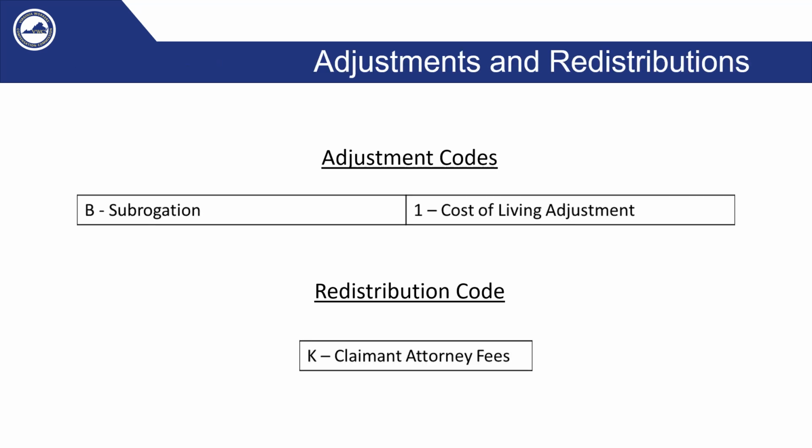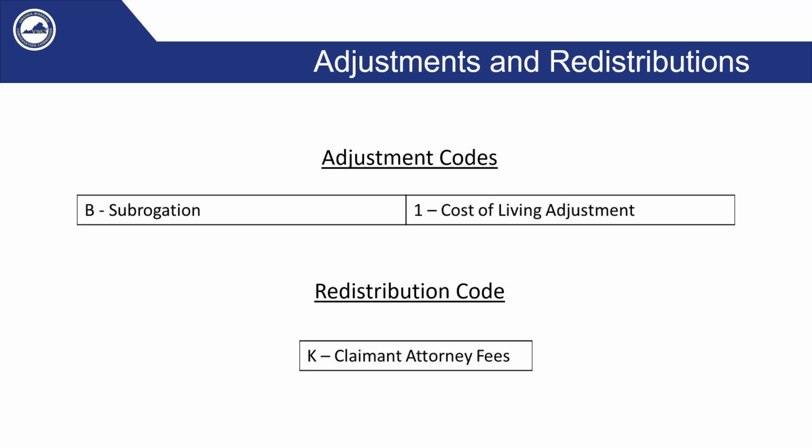Virginia only accepts 2 adjustment codes. B is for subrogation, to show the reduced amount in weekly payment for recovery from a third-party injury. This code would be used for claims that were settled by a third party and a third-party order was issued by the Commission where credit was issued and benefits are being paid during the credit period, not where the claim has been settled by a full and final settlement. And 1 is for cost of living adjustment, to show the increased weekly payment amount for cost of living.